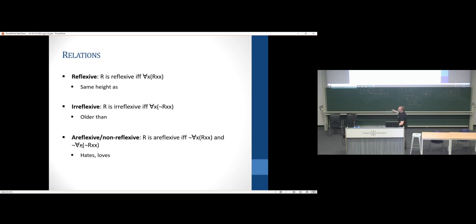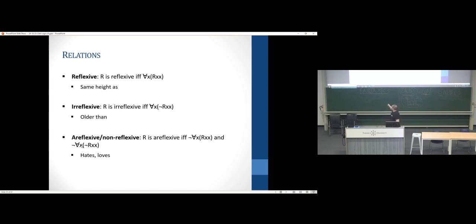And then you can sometimes see areflexive or non-reflexive. Right? This is where it's not the case that all of them do it, and it's not the case that all of them don't. That is, there might be a few loops, but not every node loops, and not every node doesn't loop. Could we rewrite this as there are some that loop, but not all that loop? Yes, that's basically what this says.